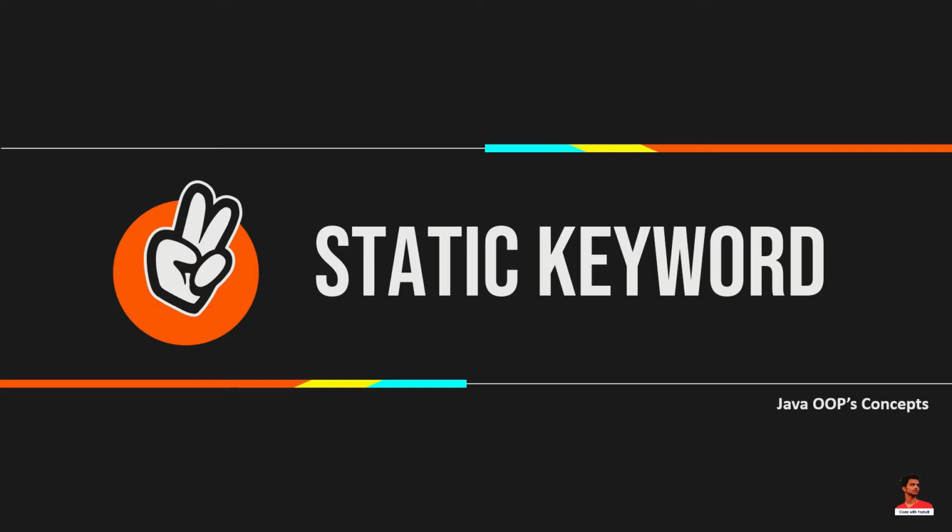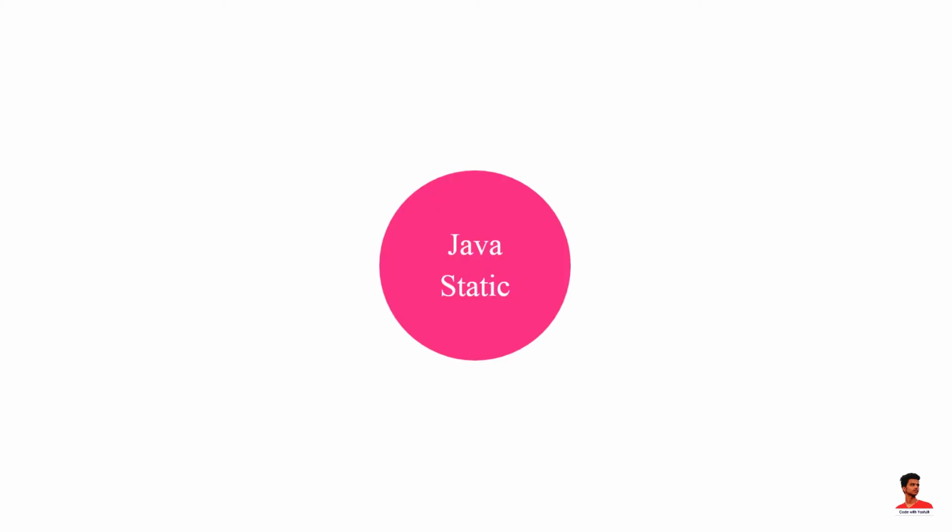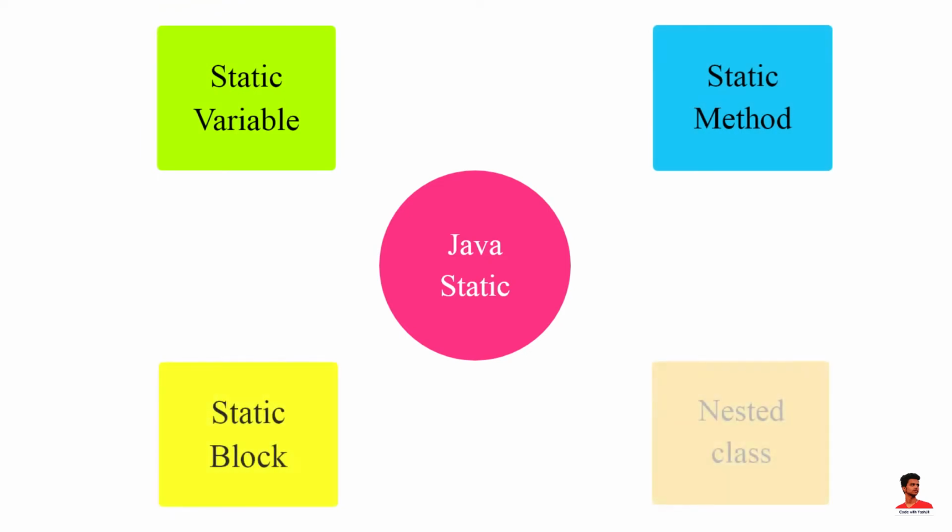We can use the static keyword in Java if we want to access class members without creating an instance of the class. We need to declare the class member static. The static can be variable, method, block, nested class.